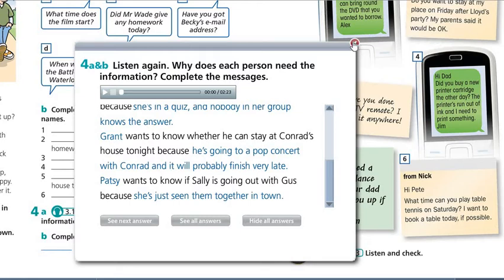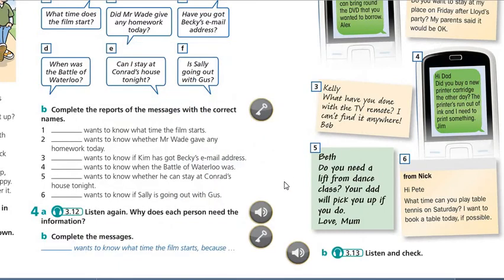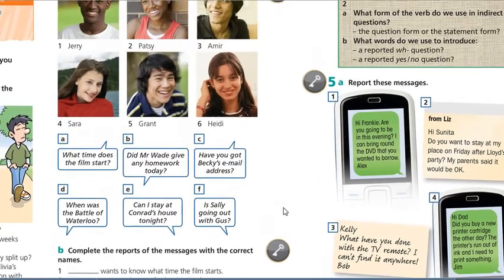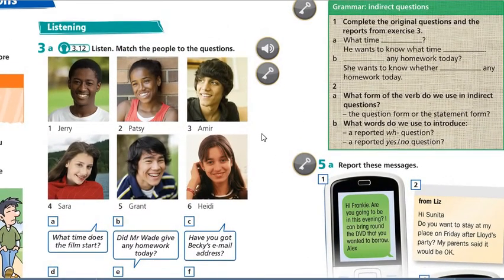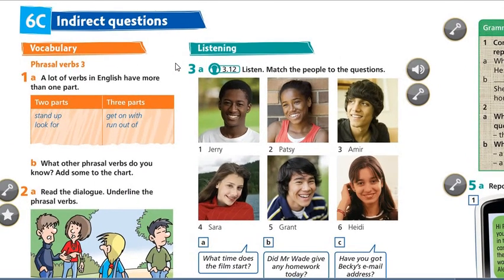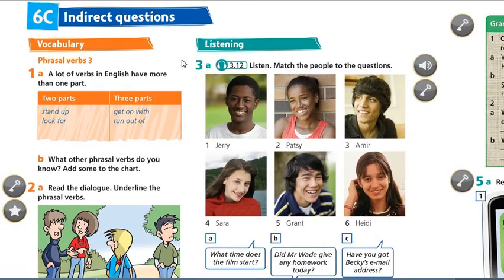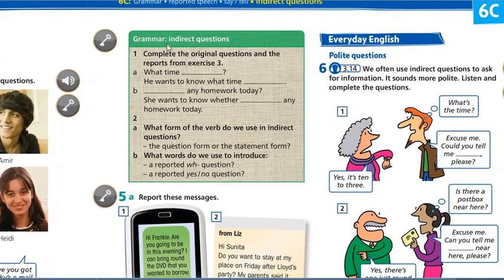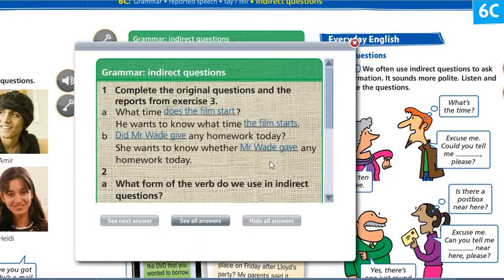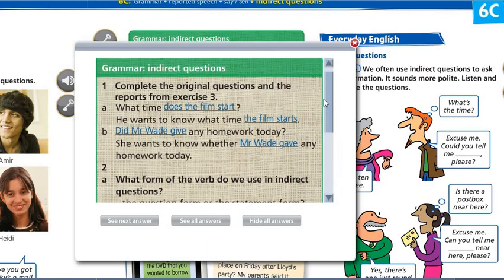So these are all reported, these are sentences actually, but reported questions, indirect questions. Za razumijevanje i znanje these indirect questions zahtjeva se također dakle podloga u glagolskim vremenima, isto kao što je i za reported speech. Okay, so here we have a grammar part, indirect questions. So just to start off with, samo za početak pogledajmo. So complete the original questions and the reports from exercise 3.